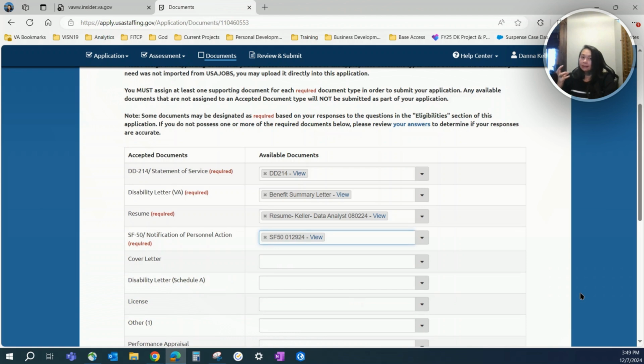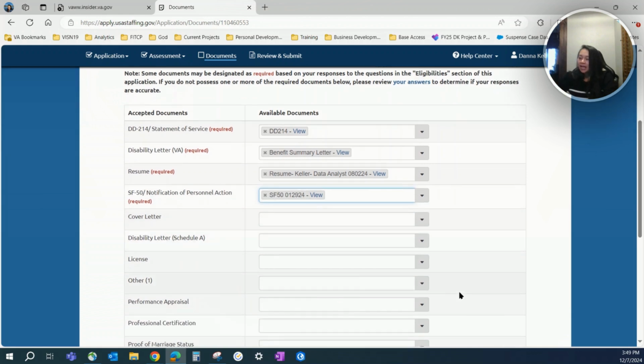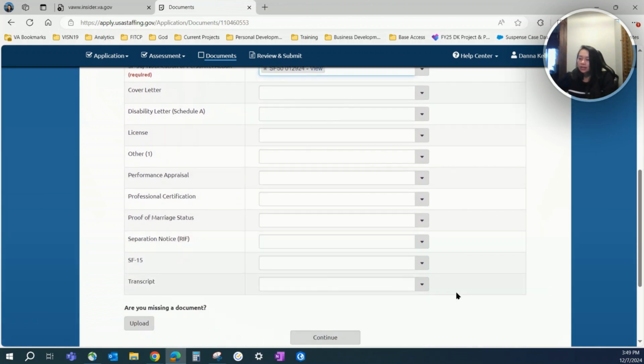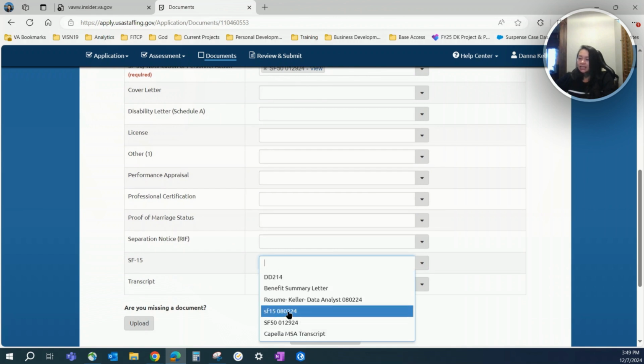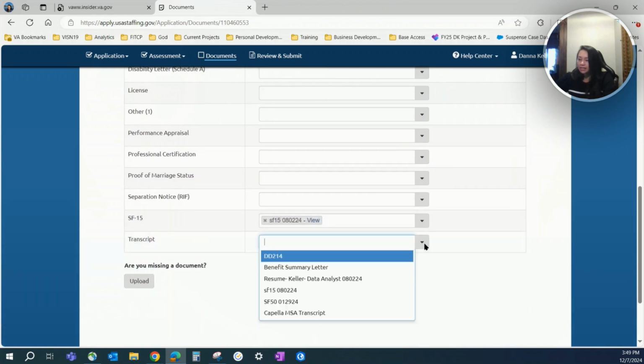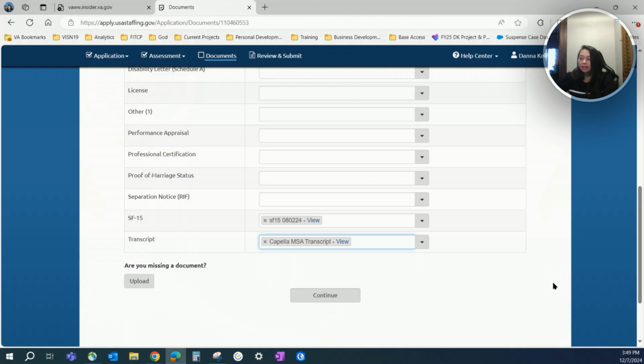Have to be careful because they like the SF. So SF15 or SF50, make sure you link the right one. And then you can add additional ones. So here I have the SF15, and then I also have my transcript. So I'm going to go ahead and add that on there.